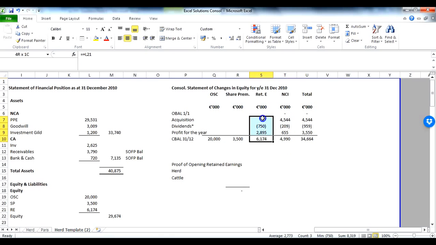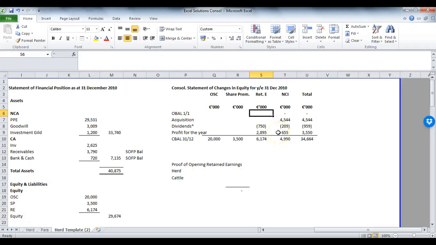So now we need to work on retained earnings. What is the opening balance in retained earnings as per the statement of changes in equity? If the closing balance was this and these were the movements, it suggests the opening balance was 6174 minus 2895 plus 750. Sorry, that's wrong. It's minus 750. So the opening balance was 4029, and if we add these three together, it gets us to the 6174. So is that correct? Once you've worked into it, you have to figure out, does that make sense? So we prove opening retained earnings.